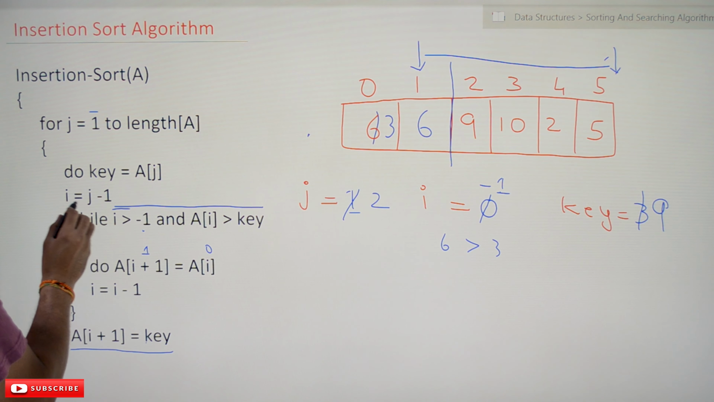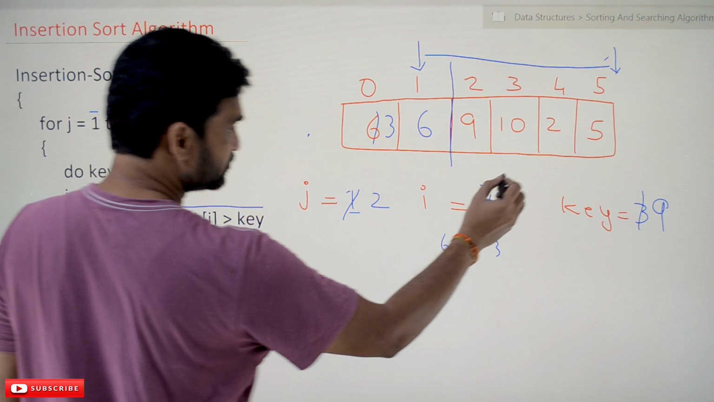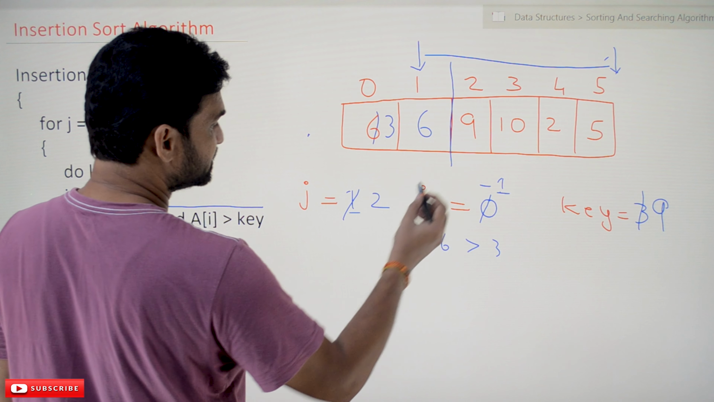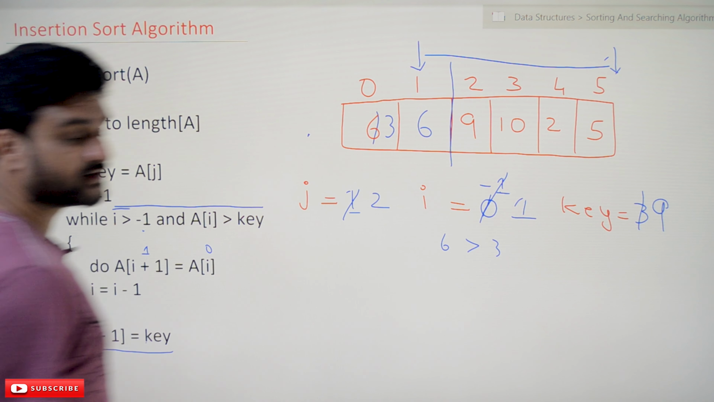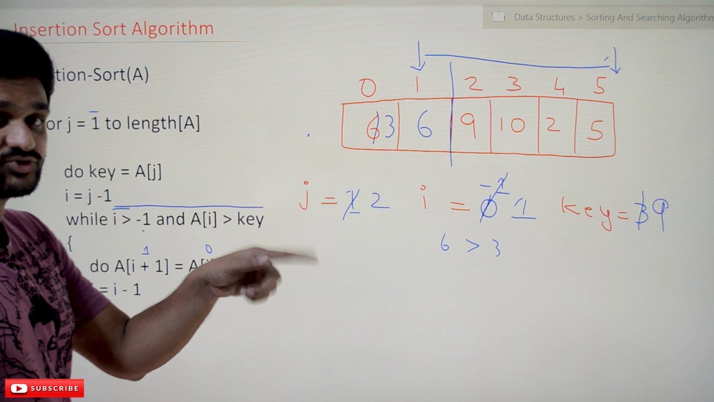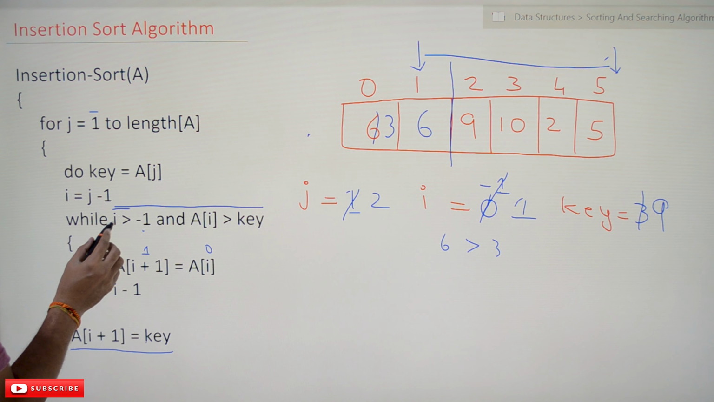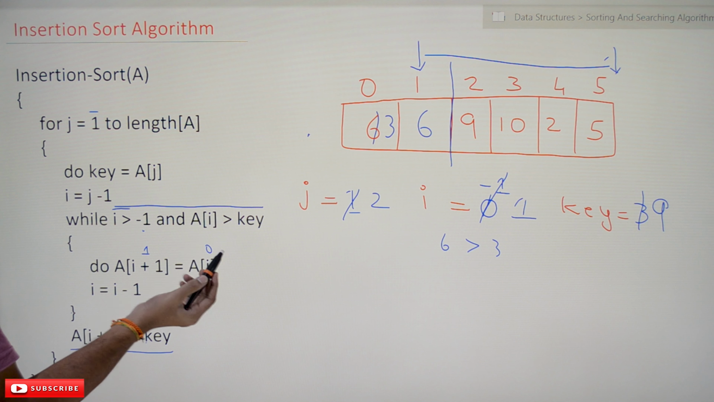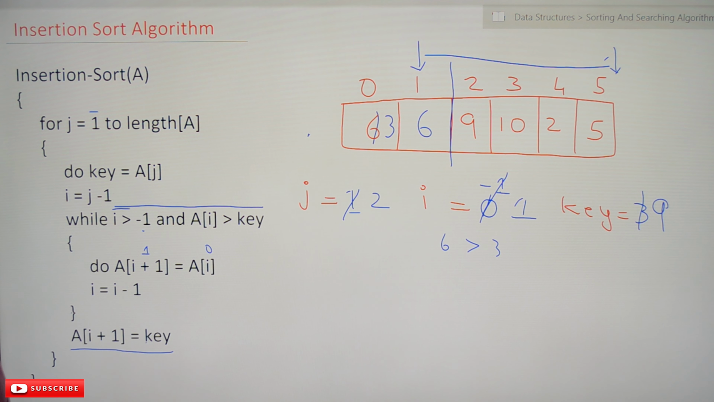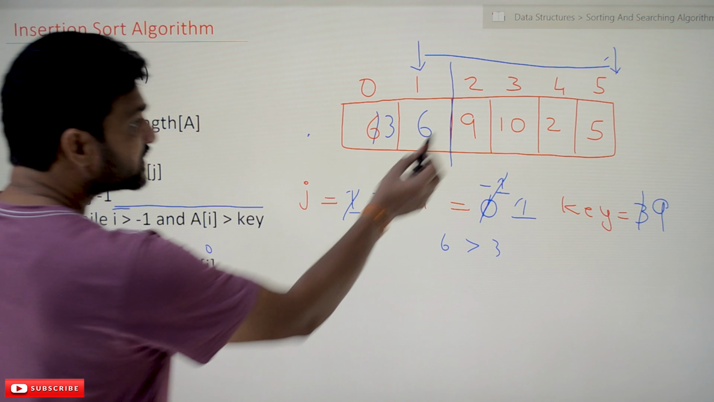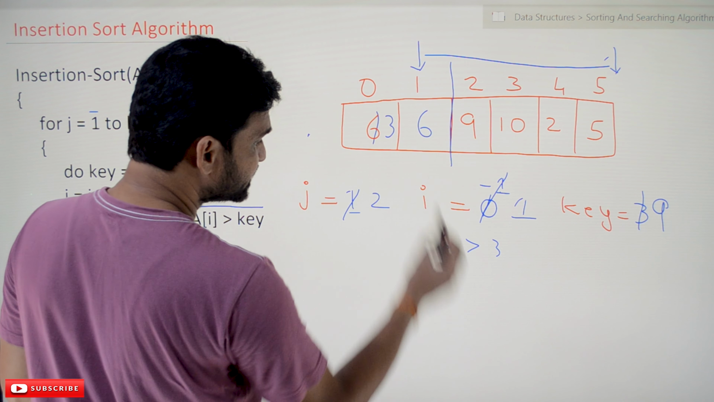Now I is equal to j minus 1. What is j? It is 2. So I is going to be 2 minus 1, which is 1. Now is I greater than minus 1? Yes, it is true. And A of I greater than key? What is A of I? A of I is 6.